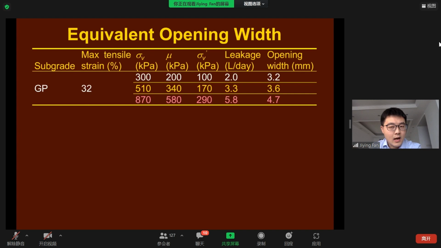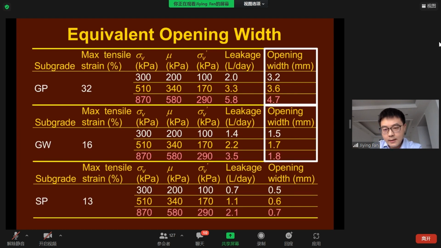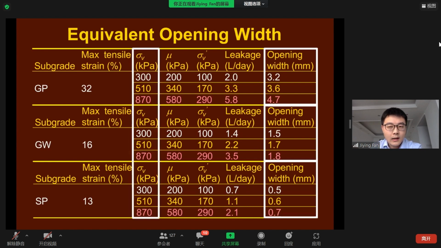Based on the measured leakage and the Rowe and Fence equation, the opening width can be inferred. And we can find that for the poorly graded gravel subgrade, the opening width is between 3 and 5 millimeters for the tested loading condition. For the well-graded gravel, the opening width is between 1.5 and 2 millimeters. And for the poorly graded sand subgrade, the opening width is less than 1 millimeter. I also want to draw your attention to the fact that for each test, with increasing overlying stress, the equivalent opening width increases.